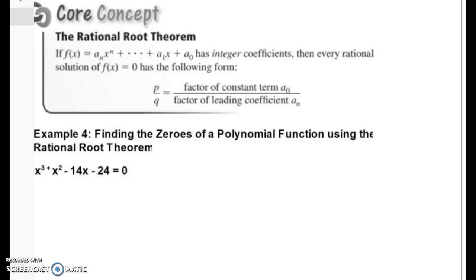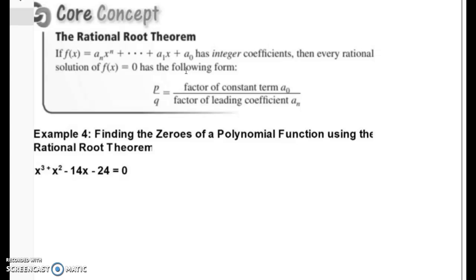Okay, so this is part 3. We're learning the rational root theorem. This works when you have a polynomial that has integer coefficients. So that means the numbers in front of x cubed, x squared, x to the fourth, and so on, are all integers, not decimals or irrational numbers. So if it's in that form, this works, okay?